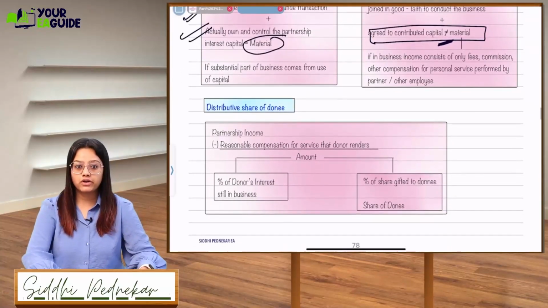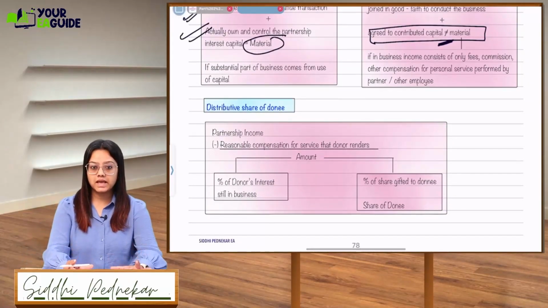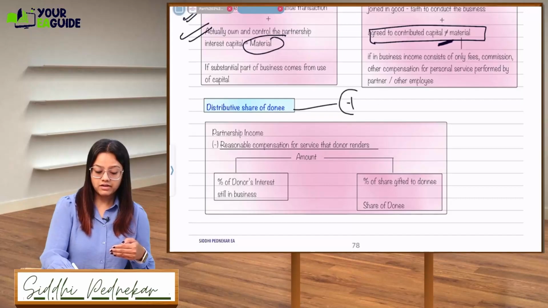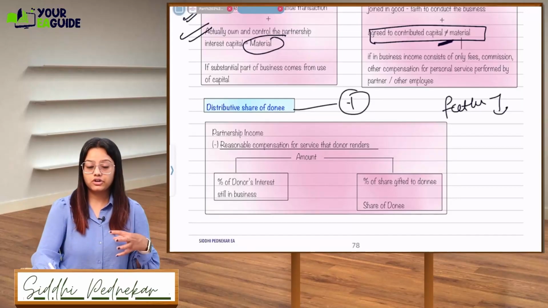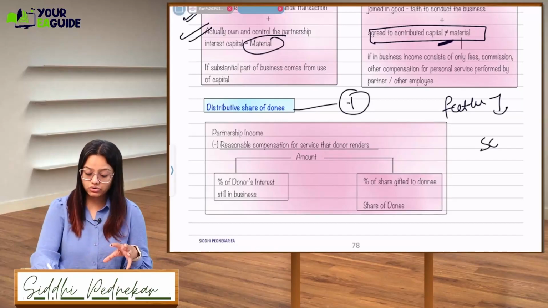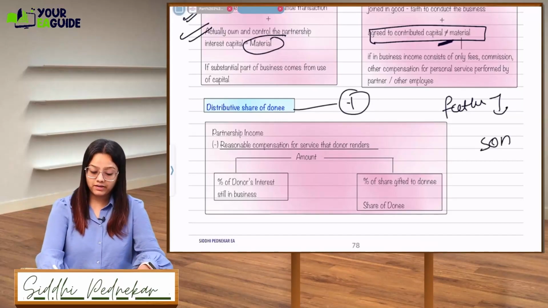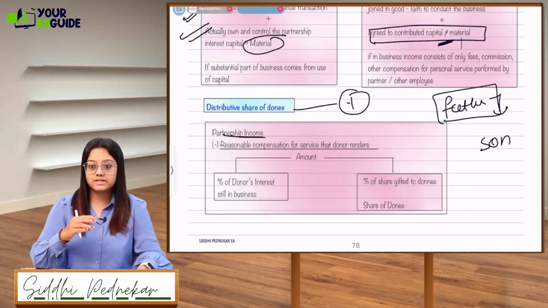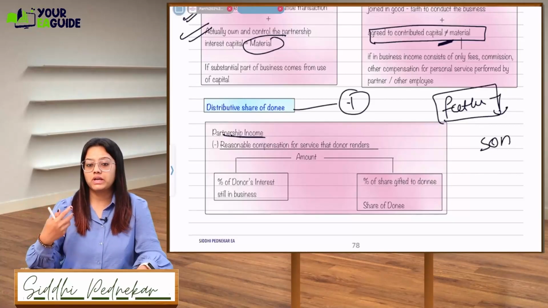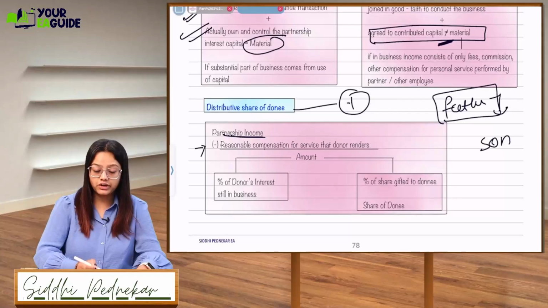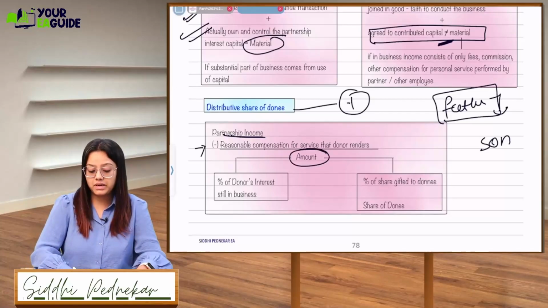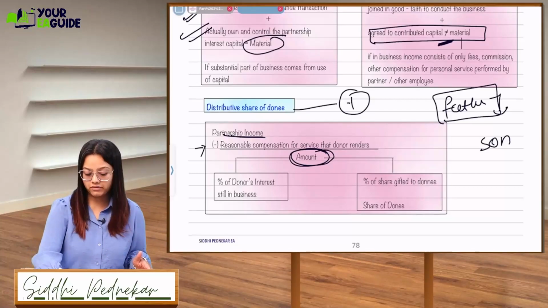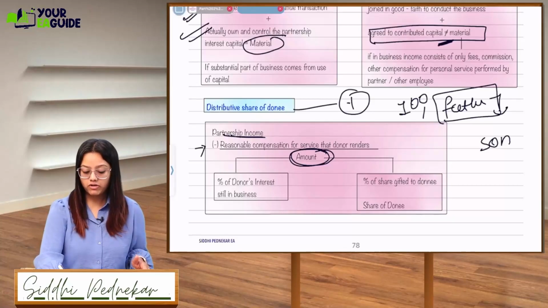Okay, now distributive share of losses. Partnership income minus reasonable compensation for services that the donor renders. There will be one question based on this, where the father is donating all his partnership share to his son. Okay, so whatever the father might have contributed in services, whatever the partnership income is minus his share for services, meaning the compensation he is going to receive, you are going to straight away reduce his compensation. Whatever is the remaining amount will be distributed amongst the donor's interest which is still in the business. Let's say the father was owning 100% of the share in the partnership firm.